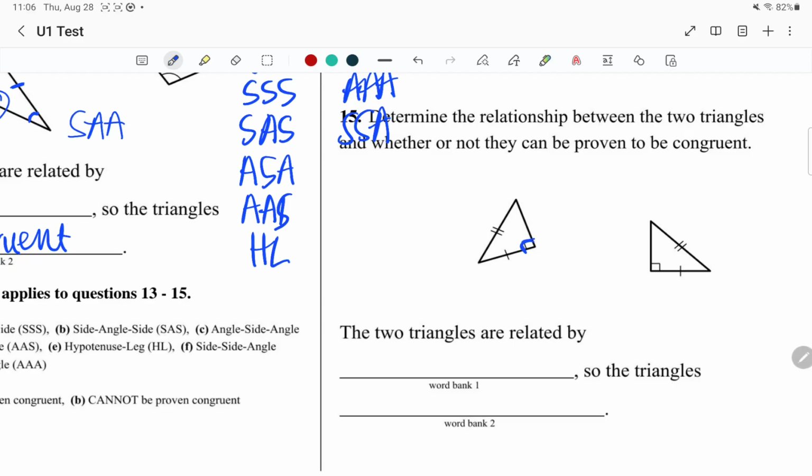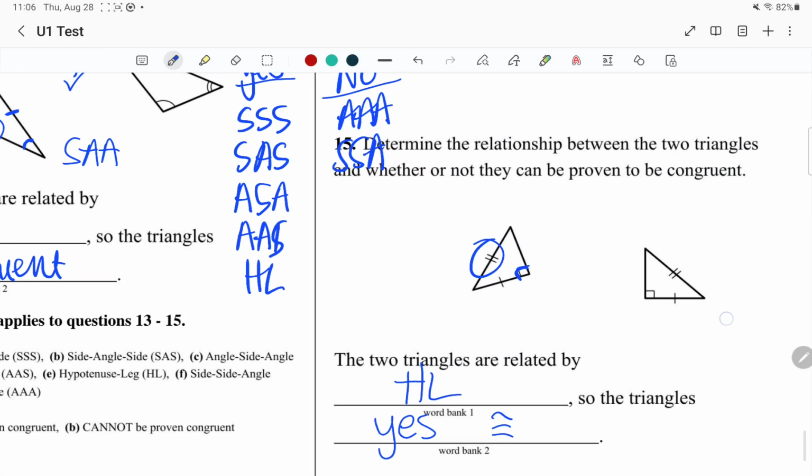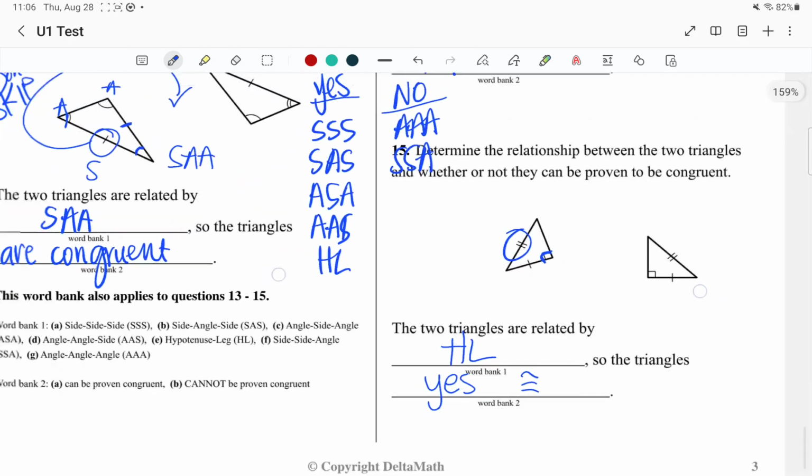Okay, I see a right triangle, and that makes me think hypotenuse leg, and the hypotenuse is marked. So I'm gonna go hypotenuse leg. That's a yes. They are congruent. And then I'm done. Awesome.